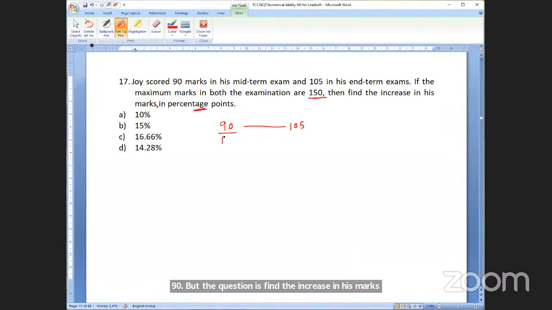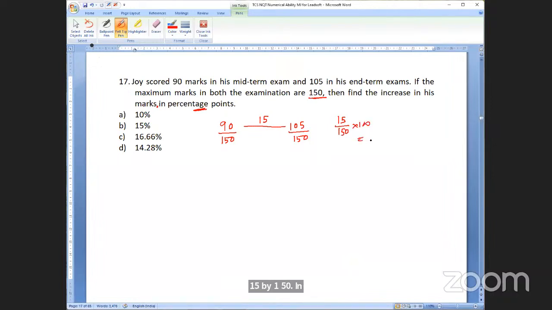So initially, what was his percentage? Now, what is his percentage? That is what we need to calculate. So it is simply difference is 15. 15 by 150 in percentages is 10%. So his increase in marks in percentage points is 10%.